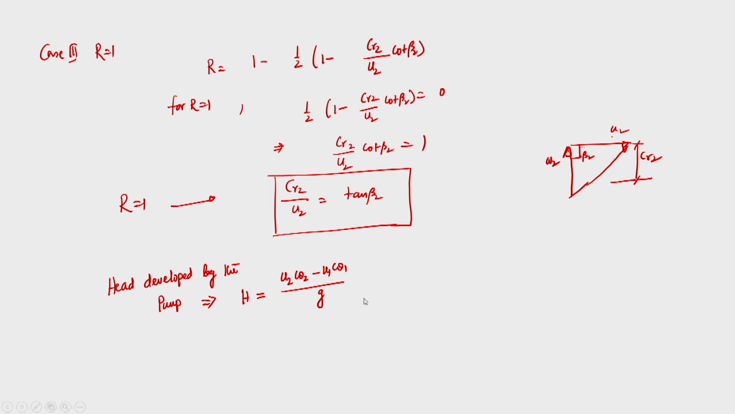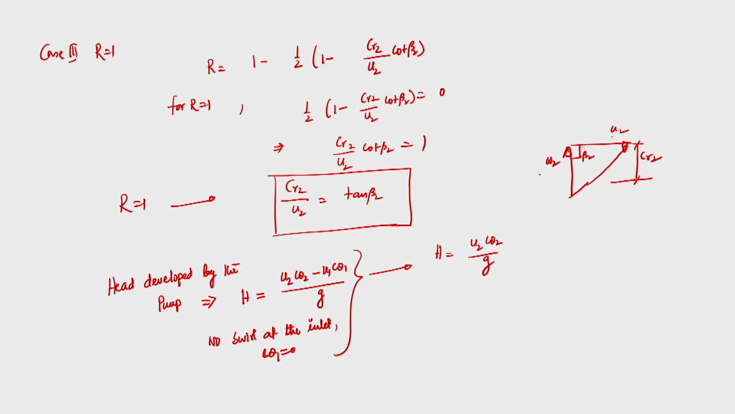Now, if I assume no swirl at the inlet, in particular that is true, or even if we do not consider swirl, so if we consider no swirl at the inlet, then C theta 1 is equal to 0. So, from this we can write H is equal to U2 C theta 2 by g.